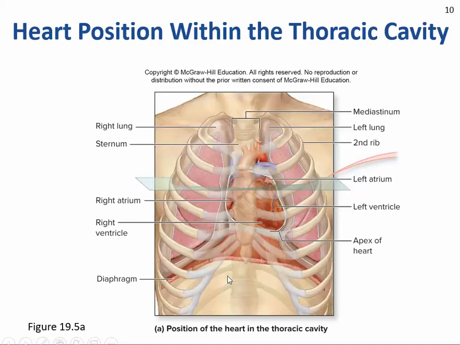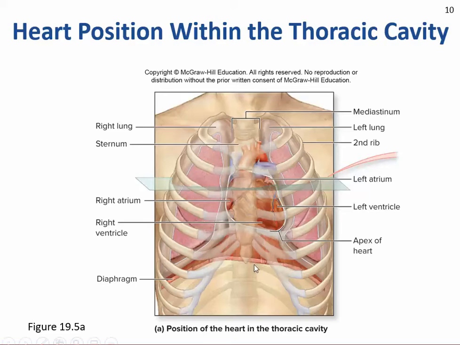Okay, so the heart is found in the middle of your thorax in an area called the mediastinum. It's an area that's found between the lungs, behind the sternum, in front of the spine. The heart itself is about the size of a clenched fist, so it's not as big an organ as you maybe envision.